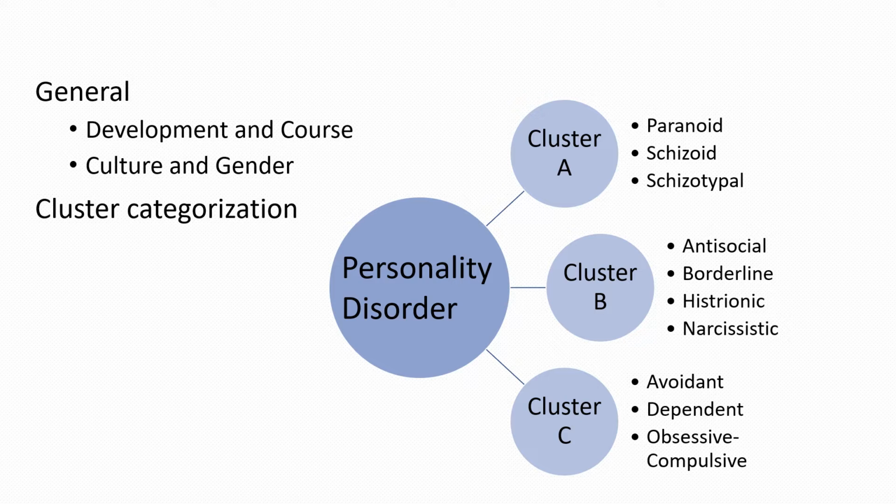So, general personality disorder: there is an enduring pattern of inner experience and behavior that deviates markedly from the expectations of the individual's culture. This pattern is manifested in two or more of the following areas: cognition, affectivity, interpersonal functioning, and impulse control. The development and course: the features of a personality disorder usually become recognizable during adolescence or early adulthood. There's an enduring pattern of thinking, behaving, and feeling that is relatively stable over time.